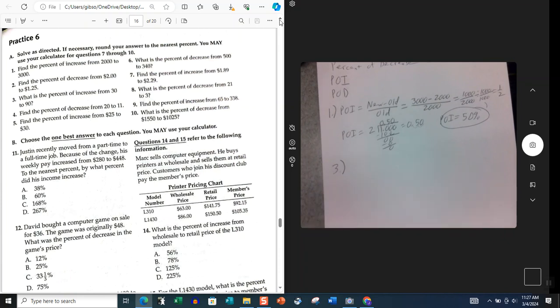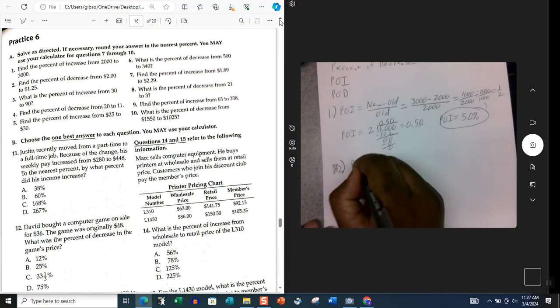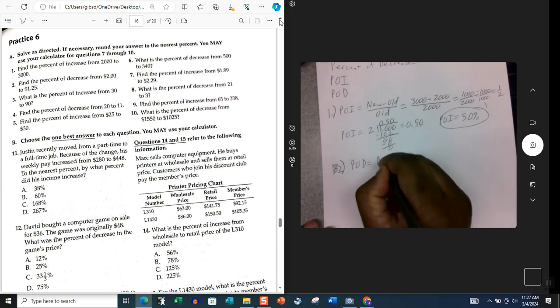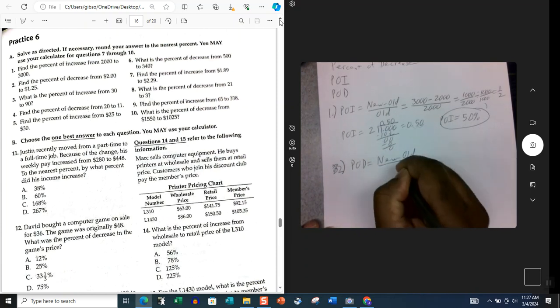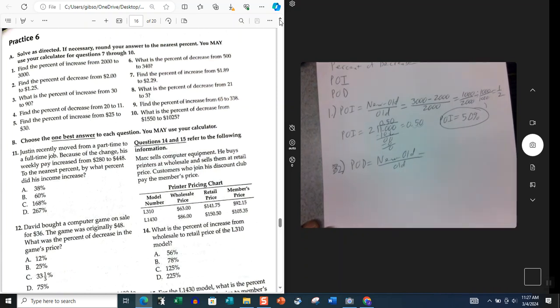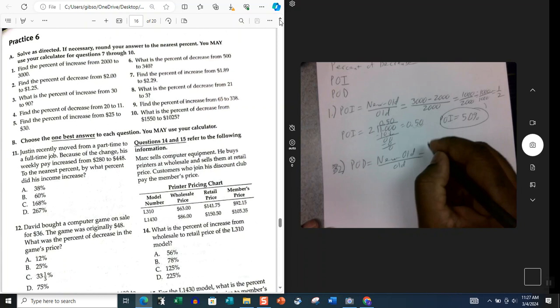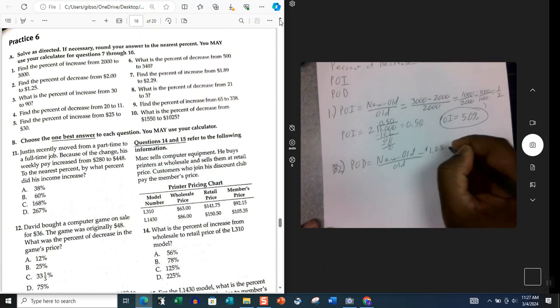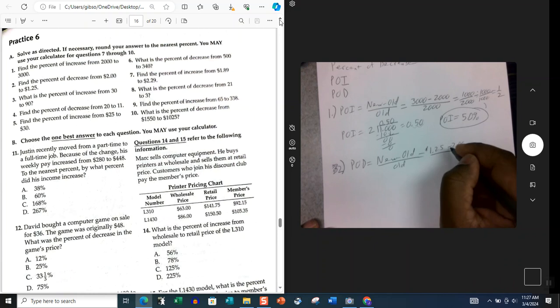Problem number 3. It says, what is the percent of increase. Well, you know what? Let me do problem 2 because I want to do a decrease problem. It says find the percent of decrease from $2 to $1.25. Okay, so we'll do percent of decrease is equal to still new minus old divided by old. So our old value is the $2. The new value is $1.25. So we'll take $1.25 minus $2 divided by the $2.